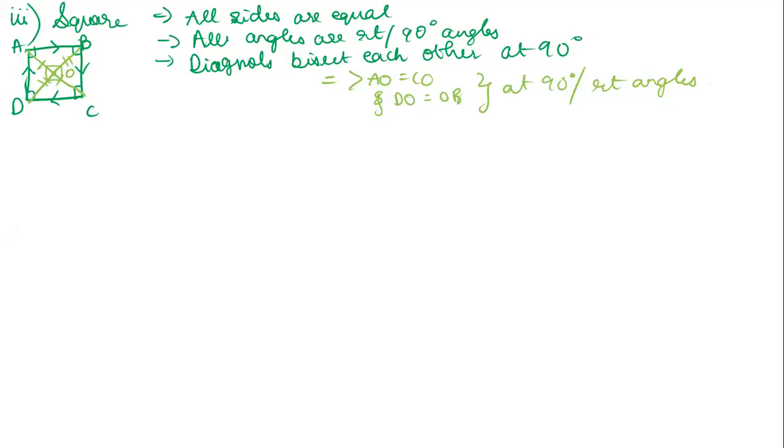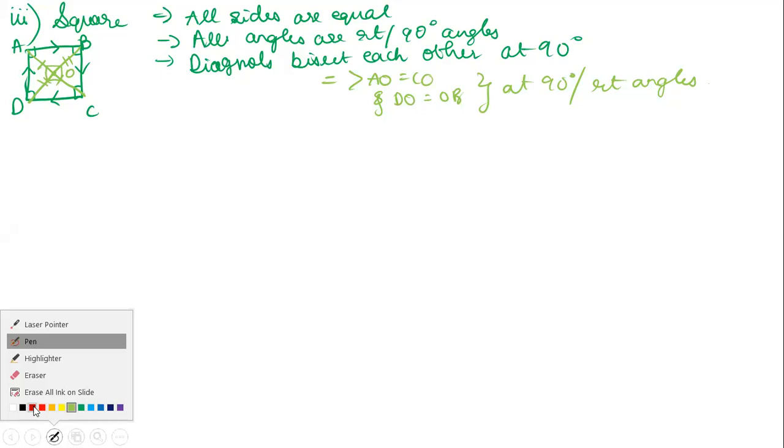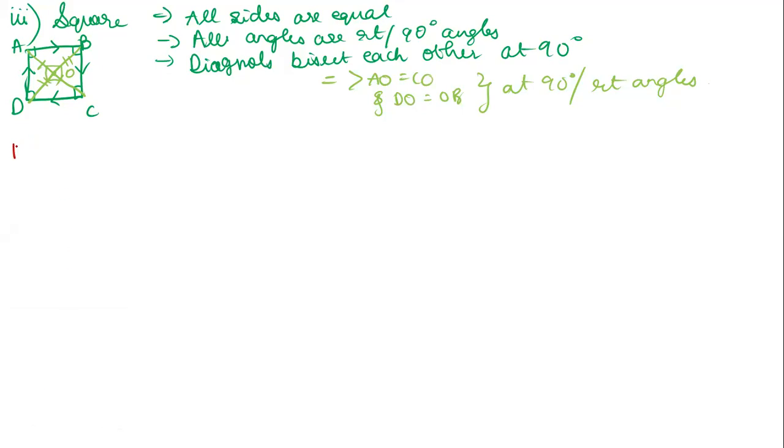Moving on to the next type of quadrilateral. Let's change the color. The fourth one is nothing but trapezium. Now trapezium looks somewhat like this. I think you all must be knowing that. A, B, C, D. Trapezium.